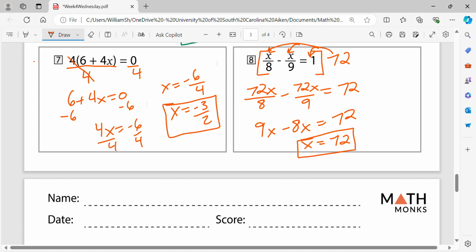Like I said, other methods aren't wrong. So don't feel like you have to change your method. If your method works and is valid, stick with it. You're good to go. Okay.